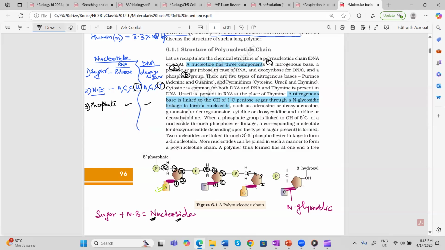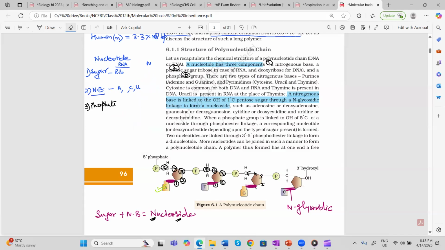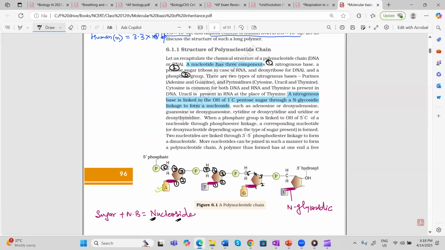Now, different types of nucleosides. I'm just rubbing it out. We have already covered this point. What are the different types of nucleosides? In case of DNA, we will use the word deoxyribo. I'll highlight with another color, try to understand. For DNA, we will say deoxyadenosine, deoxyguanosine, deoxycytidine, or deoxythymidine. These are the names of the nucleosides in case of DNA.